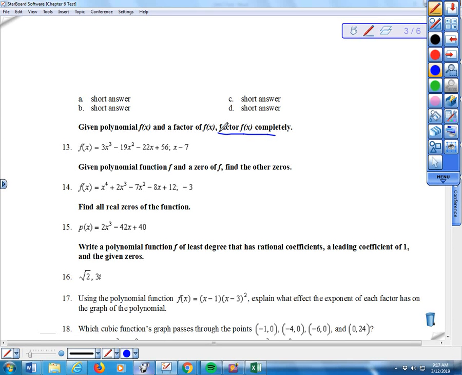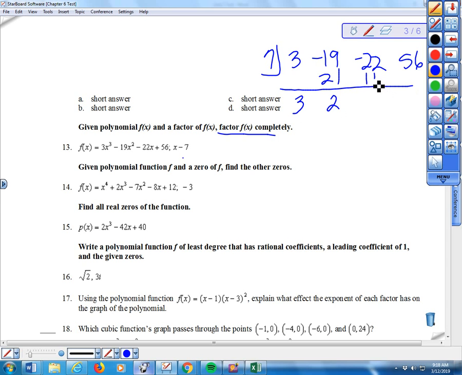Okay, so what we're going to do, we're going to use 7, and we're going to go into 3, negative 19, negative 22, and 56. No placeholders needed. 3, 21, 2, 14, 8, negative 56, and 0. So what I'm left with is 3x squared plus 2x minus 8. Okay? I can use the quadratic formula, or I can factor. I'm going to factor using the bottoms up.